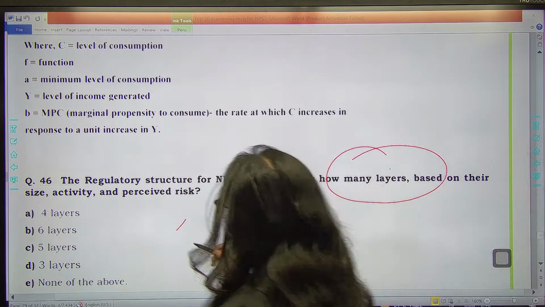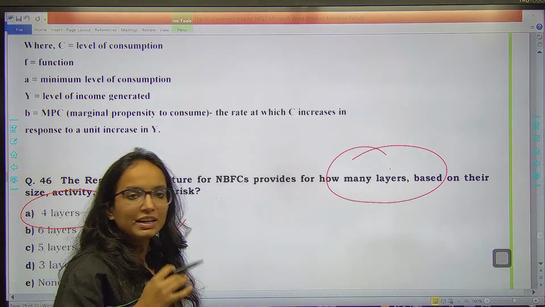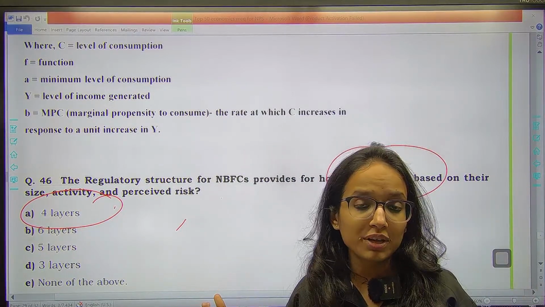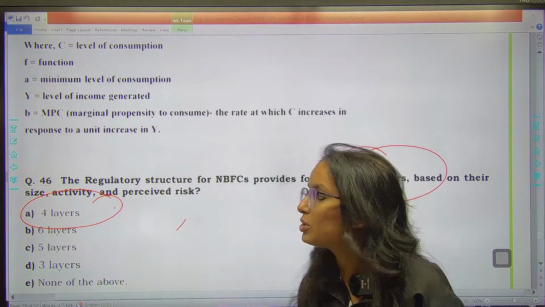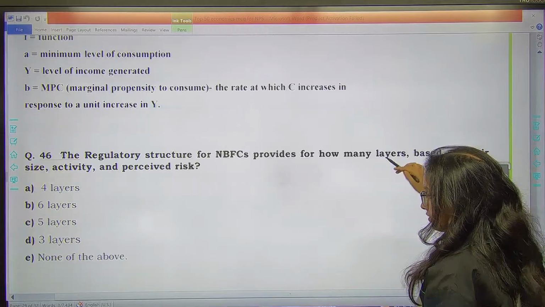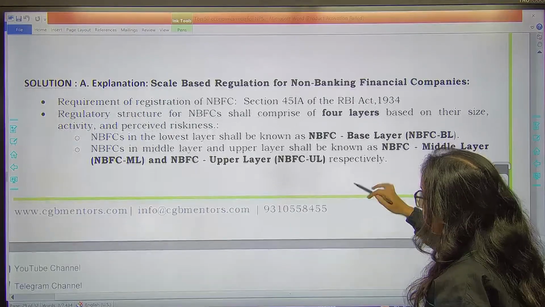Four layers, very good. 4 layers: lower, middle, upper and top. Top generally remains empty; if any NBFCs are systemically important and there is risk, then it will be notified. Lower, middle, upper and top. 4 layers are there, remember.